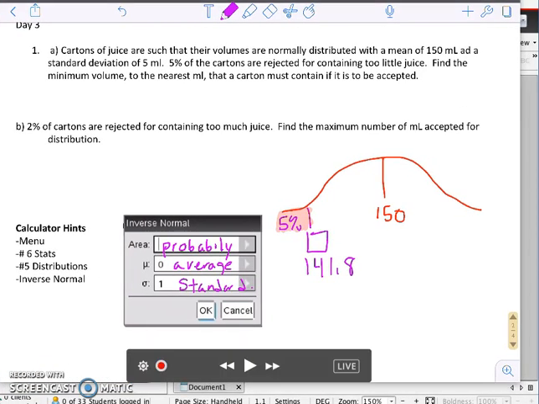So the second one here: 2% of cartons are rejected for containing too much juice. So now we're looking over here. This chunk is 2%, and we want to find this value. Find the maximum number of milliliters accepted for distribution.